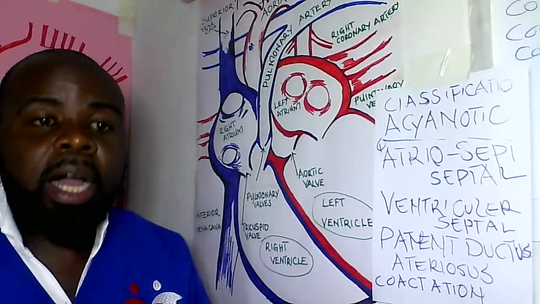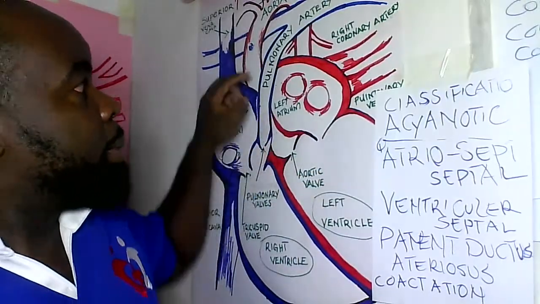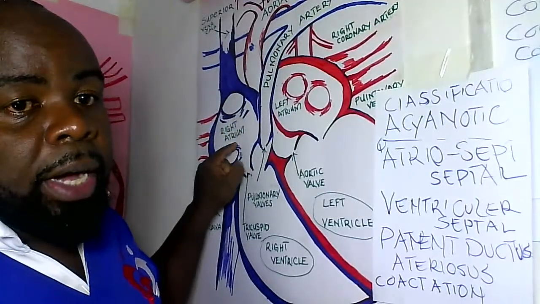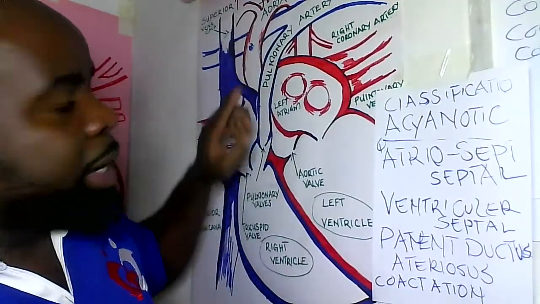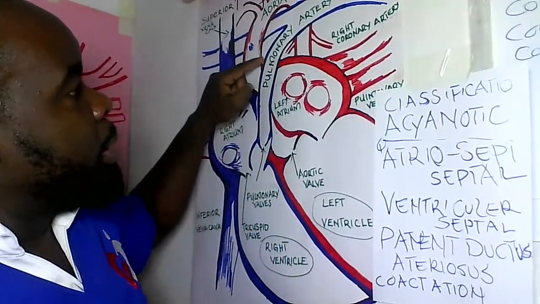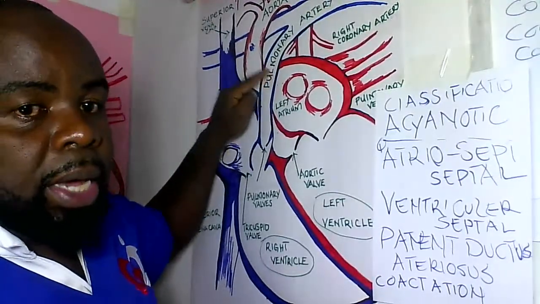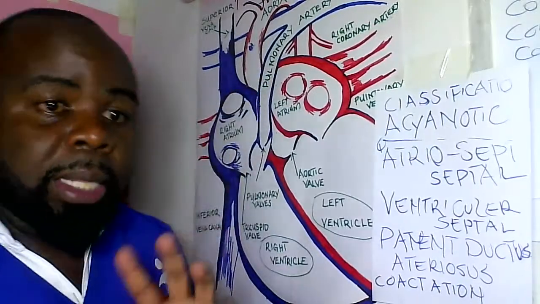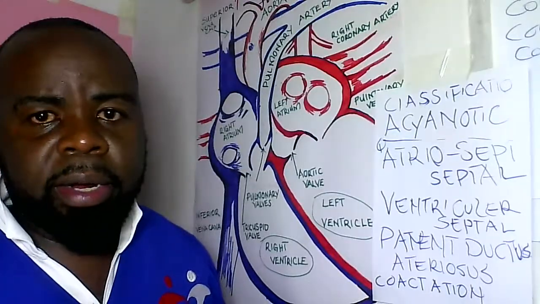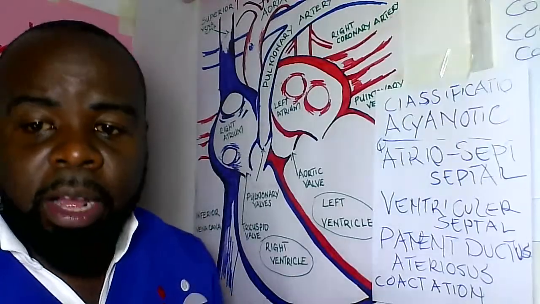Atrioseptal defects are defects of the atrium, a hole that is between the atrium and the right. And mostly there are two types of holes. There is one called foramen ovale, and there is the other one which is called patent ductus arteriosus, which is between the aorta and the pulmonary artery. So these holes, when you are born and you have them, they increase pulmonary blood flow.